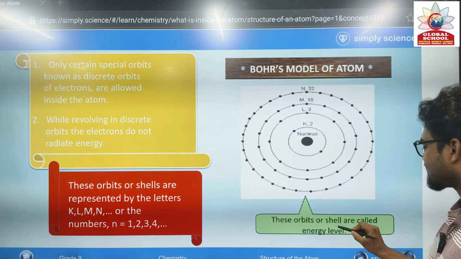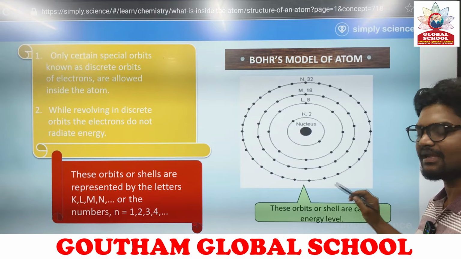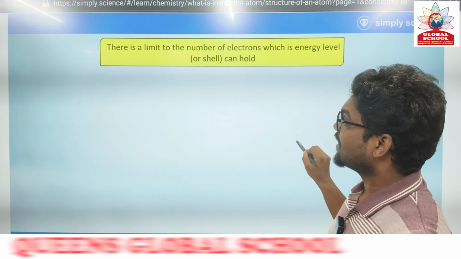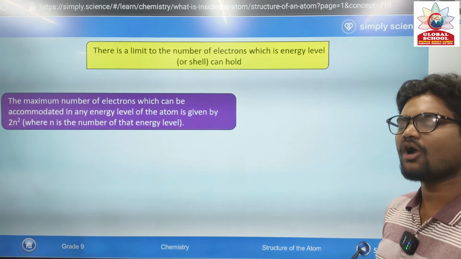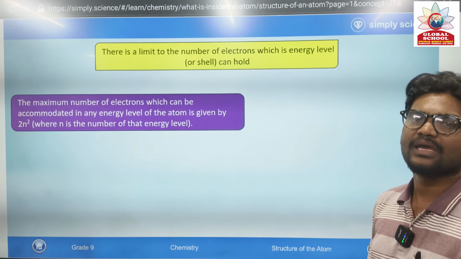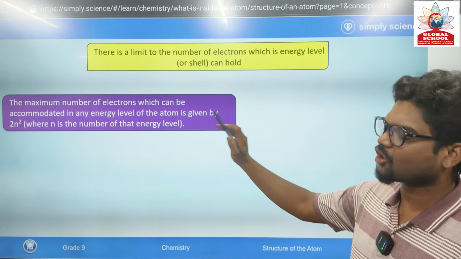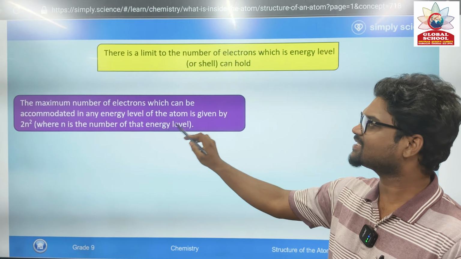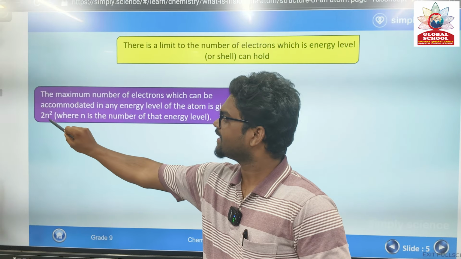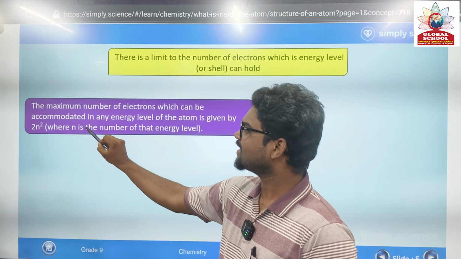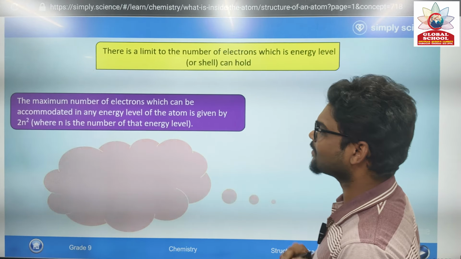And these orbits or shells are called energy levels. There is a limit to the number of electrons; we can't put as many electrons as we like in every orbit. The maximum number of electrons which can be accommodated in any energy level of the atom is given by one formula, 2n square, where n is the energy level. For example, we will see.